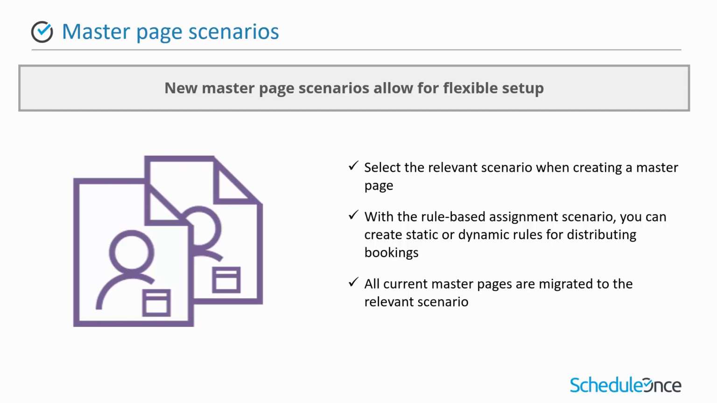It also is really important, helps with usability and scalability for large accounts with a lot of booking pages with large teams. So now when you're creating a page, you'll select the relevant scenario, and there are 4 scenarios, and I'll show them to you in a minute. We have one scenario that is sort of new, our rule-based assignment scenario, which allows you to create your own rules for distributing bookings to booking pages within your master page. And I'll explain exactly what that means in just a few minutes.